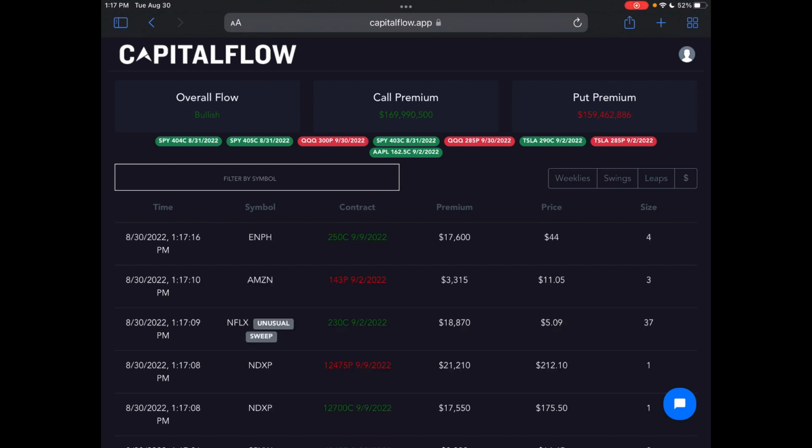Right beside that, you have contract. That's going to give you the strike price and expiration of the option contract that was bought. Next to that, you have premium. That tells you how much money was spent on the order. Then you have price. That's going to tell you the price of the option contract when they purchased it. And then finally, you have size, which is going to tell you how many contracts that they purchased in that order.